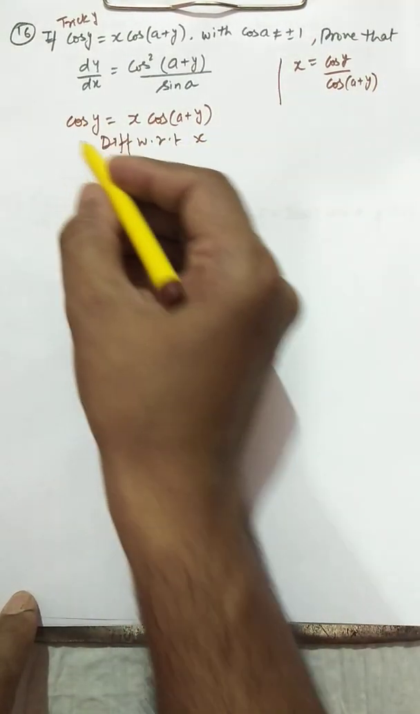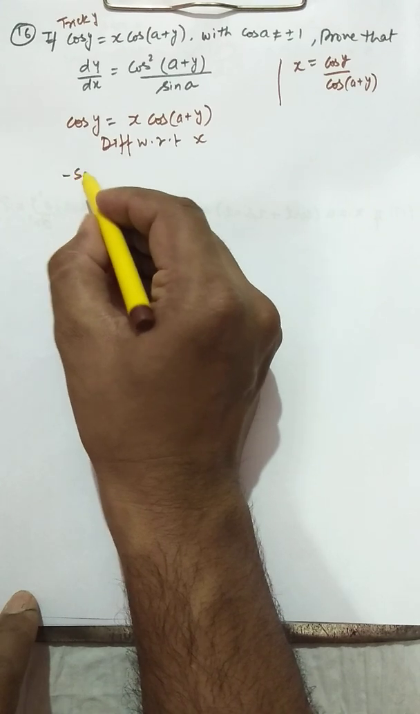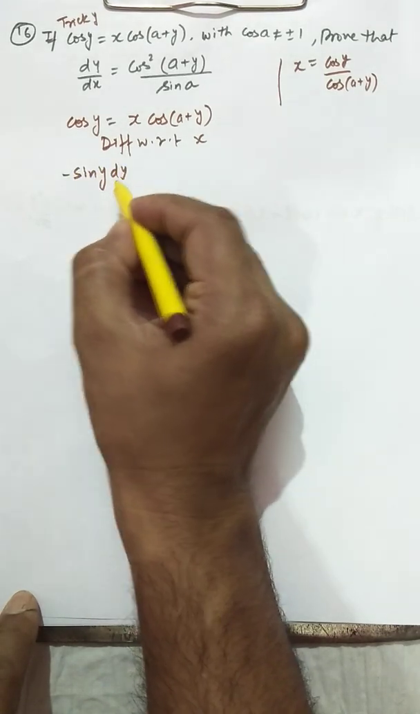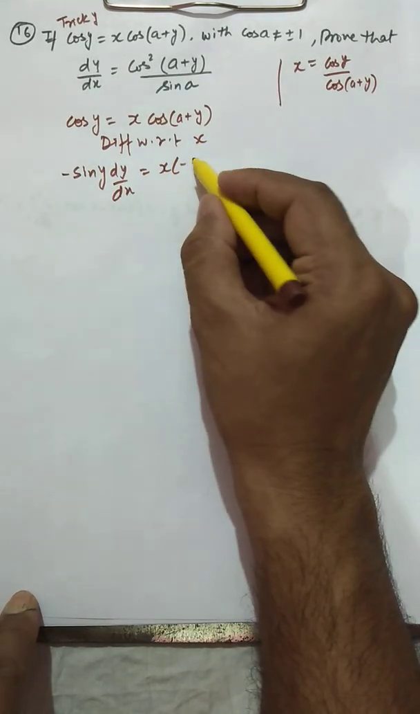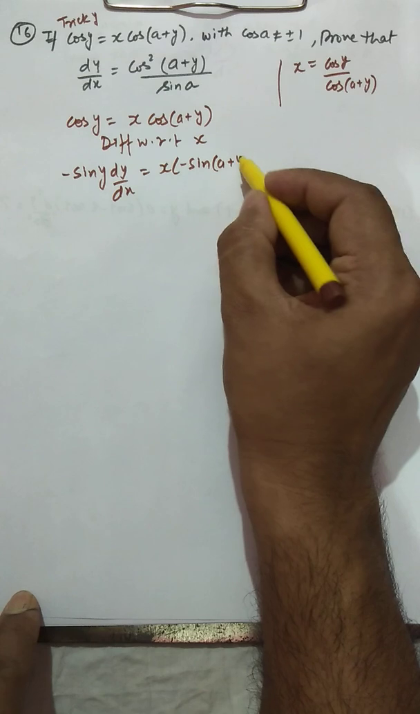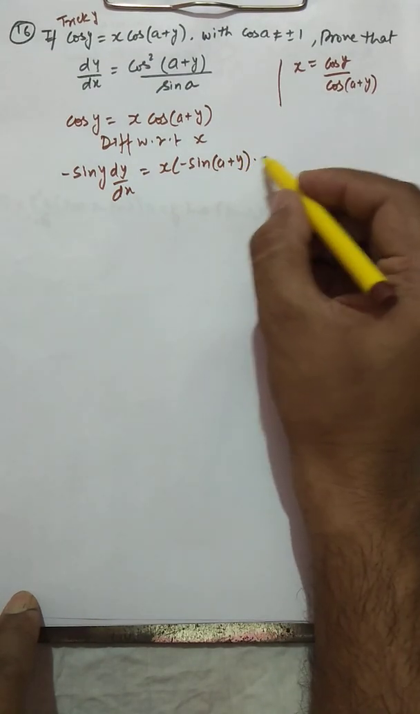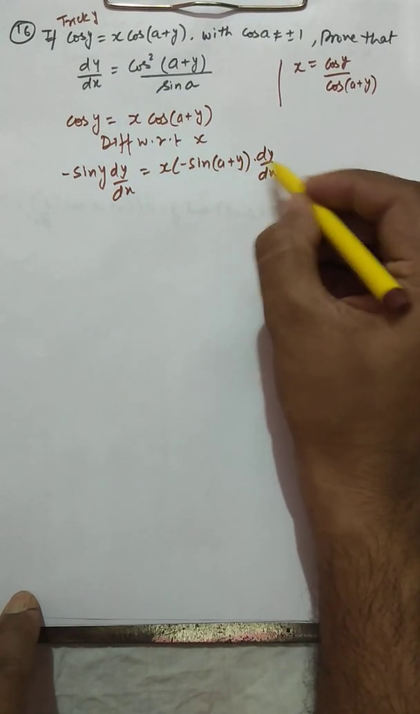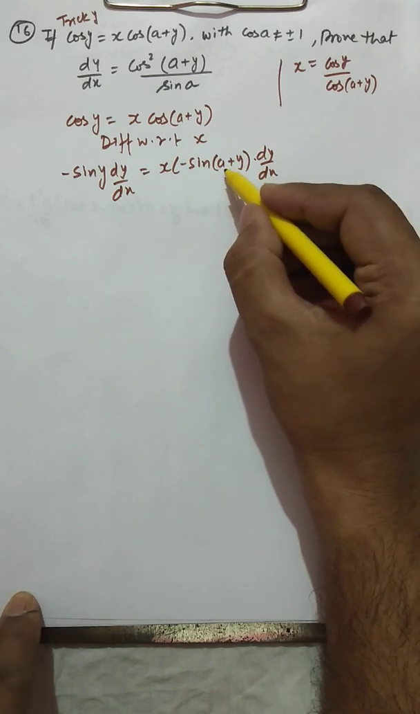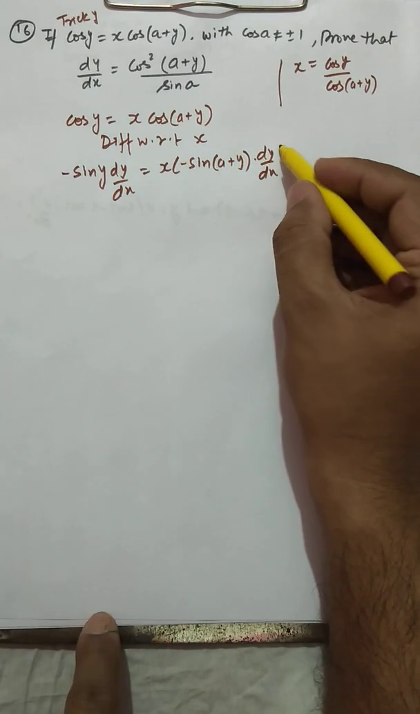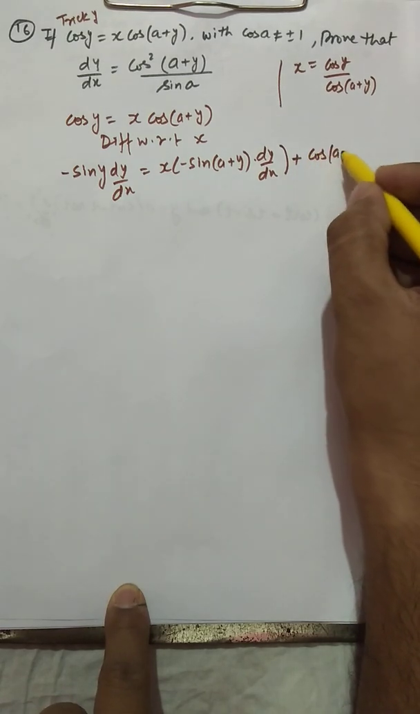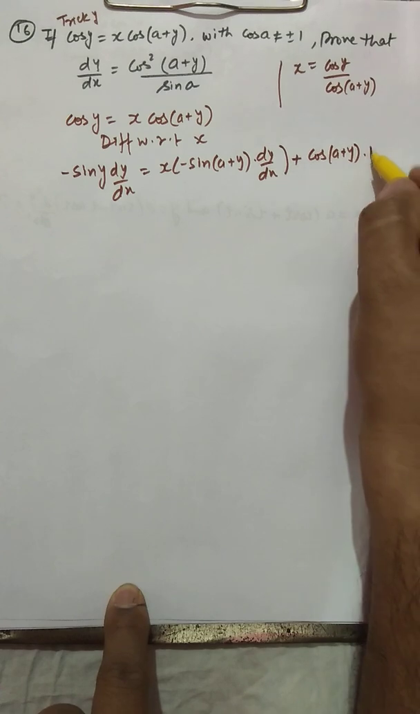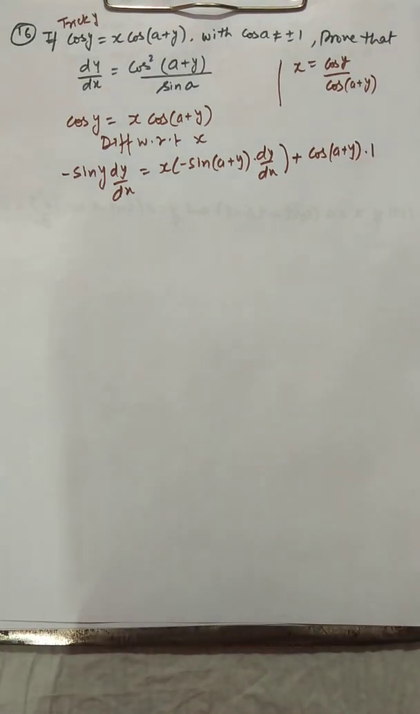So you see what comes, this will become minus sine y dy by dx, and it becomes, this is x and this will then become sine(a plus y), and derivative of (a plus y) will be dy by dx, because a is a constant so its derivative is 0 and y derivative is dy by dx, and then you can write this cos(a plus y), and x derivative is 1. So we have used chain rule and product rule both.